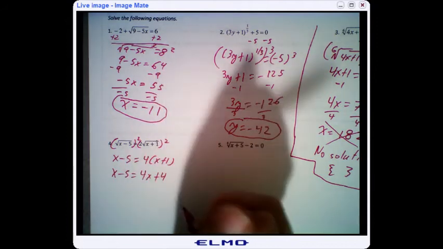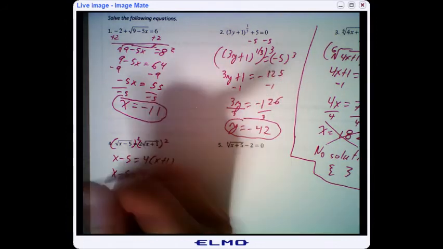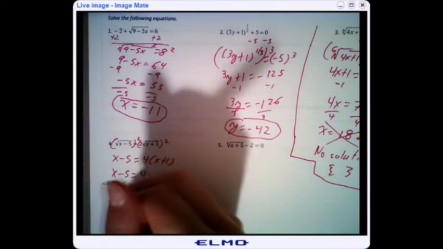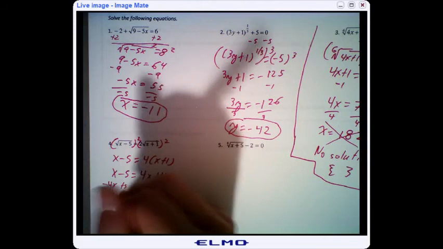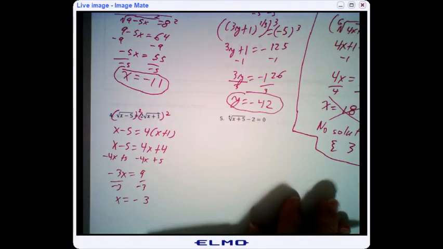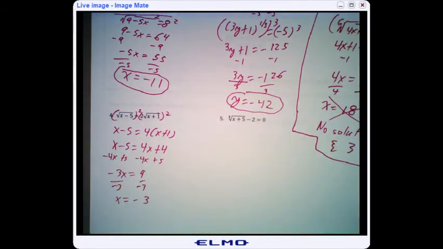And then we're going to get x's on one side, numbers on the other. So we get negative 3x equals 9. And x is going to equal negative 3. When you plug that in, you're going to get the square root of negative 8. So it would be an imaginary solution, which we're not doing, so we have no solution.